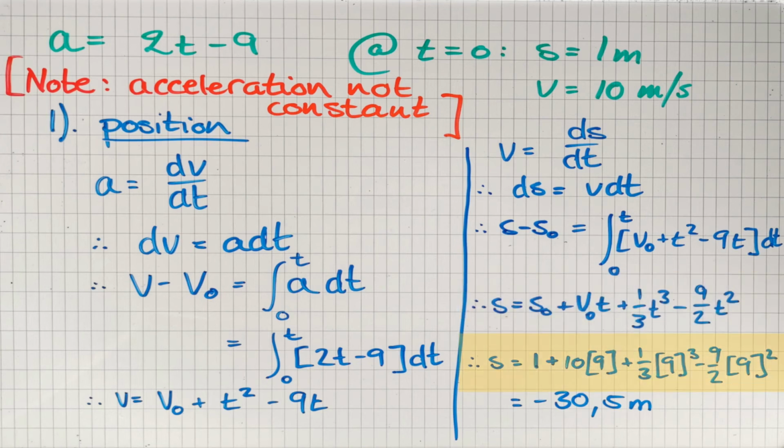We know that v at 9 seconds is 10 meters per second. We know our time is 9 seconds. We substitute that into there and we get a position of minus 30.5 meters. That's the answer to question number 1.